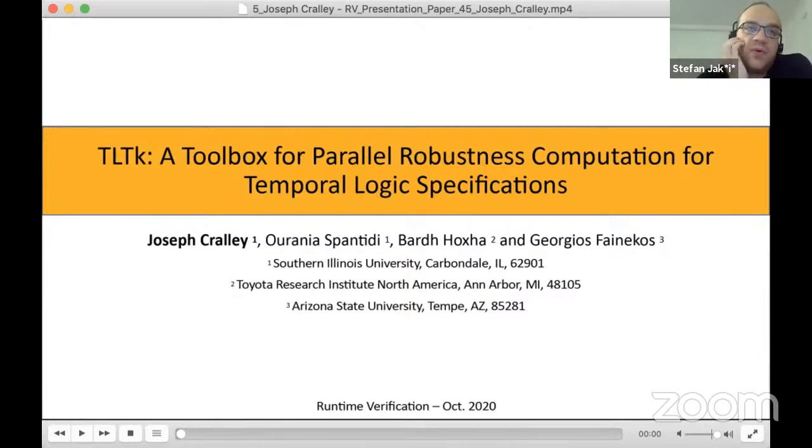The work is entitled TLTK, a toolbox for parallel robustness computation for temporal logic specifications, and will be presented by Joseph Crawley from Southern Illinois University. Greetings, everyone. My name is Joseph Crawley. This is joint work with Aranias Pantiti at SIU, Bharat Hoxha from Toyota Research Institute of North America, and Georgios Fainekos at ASU. Today, we are going to present TLTK, a toolbox for parallel robustness computation for temporal logic specifications.